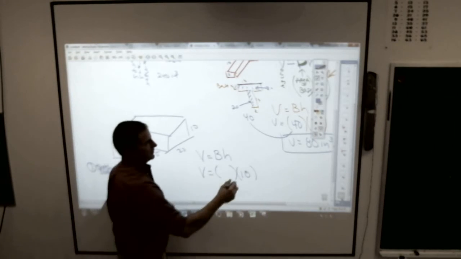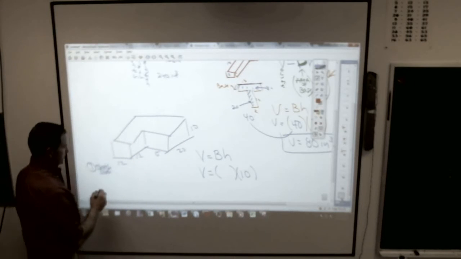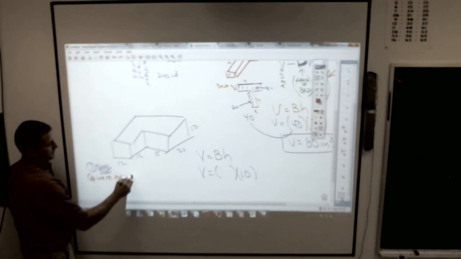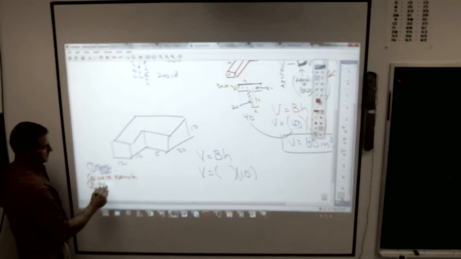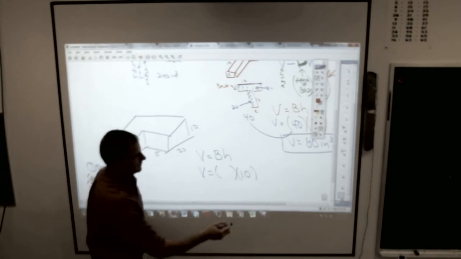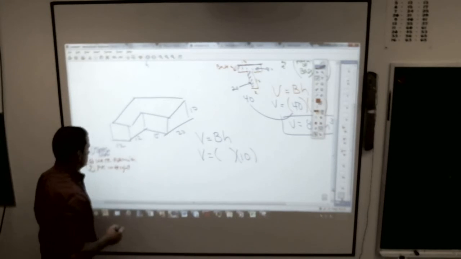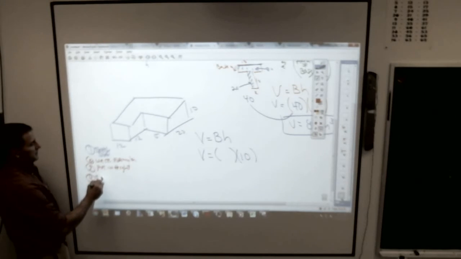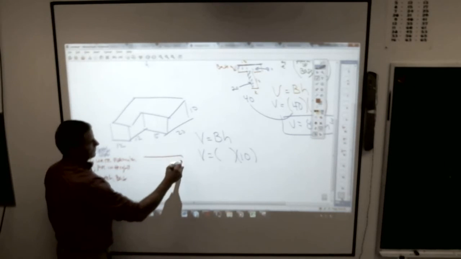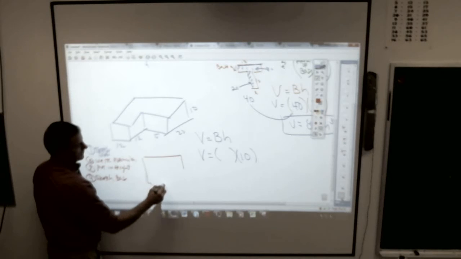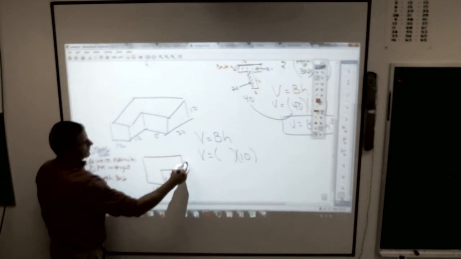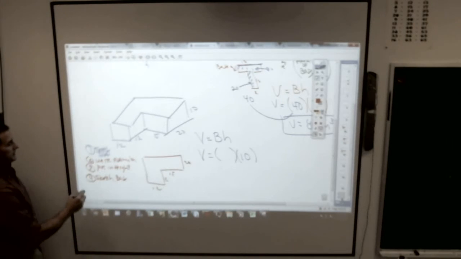Now, Brant, you're going to do what? Right. Write formula. We put in the height. What's my step number 4 going to be, Brant? Did you say sketch the base? Yes. Yeah, you're going to sketch the base, which is this L-shaped thing. Doesn't have to be great. 12, 12, 15, 20. And find its area.